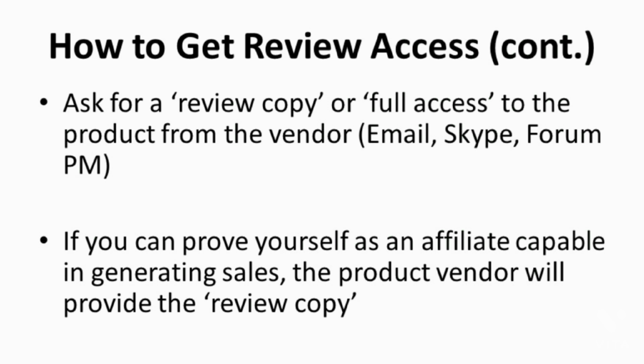Contact the product vendor and ask for a review copy or full access to the product. This is the alternative way to get access to the product. You can find the way to contact the product vendor in the product page. Just click on Join the Affiliate, and there you go. The contact given is usually through email, Skype, or forum private message. If you can prove yourself as an affiliate capable of generating sales, oftentimes the product vendor will provide the review copy.